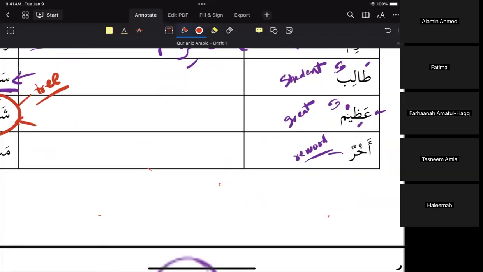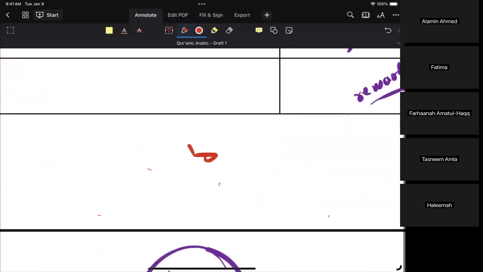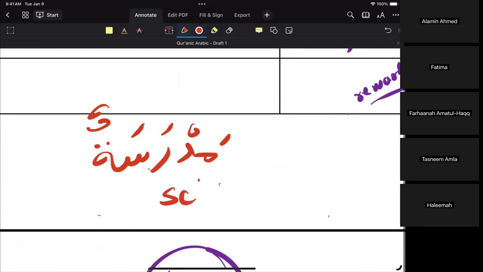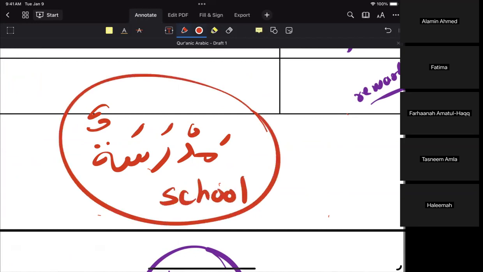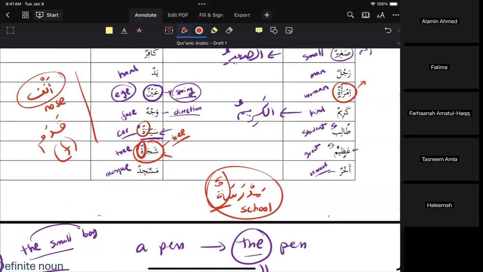Okay, I will give you another one. Madrasa. First of all, madrasatun means school. So now, is it a masculine word or a feminine word? School. What does school have to do with masculine or feminine? Nothing. But the word has tamarbuta, so we consider it feminine. I think you guys are good with this.